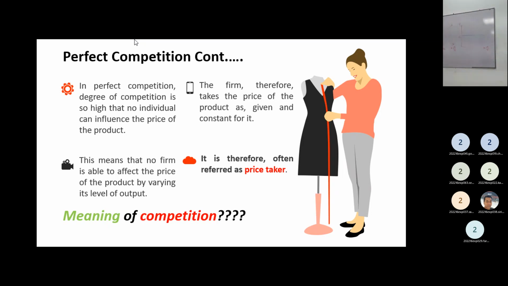The market price has been decided by the demand and supply, right? They have to take that price and sell whatever the level of quantity. Clear? So this is the demand curve of a perfect competitive firm. That is why here it says it is therefore often referred to as price takers.